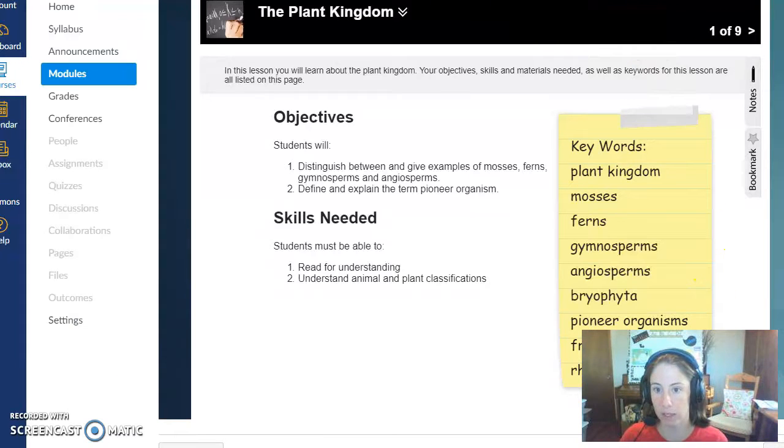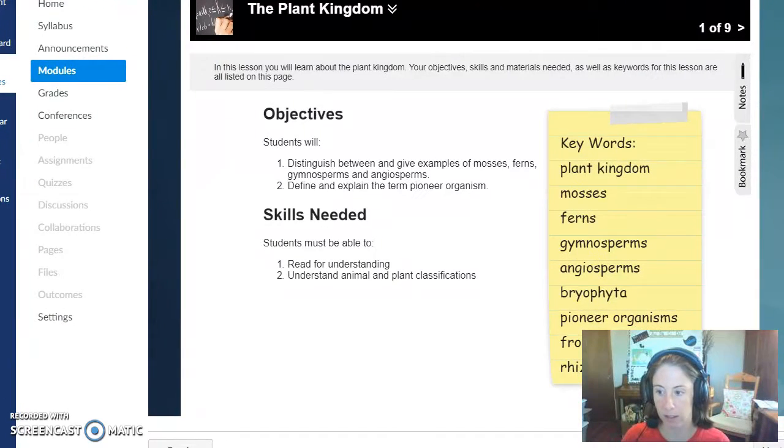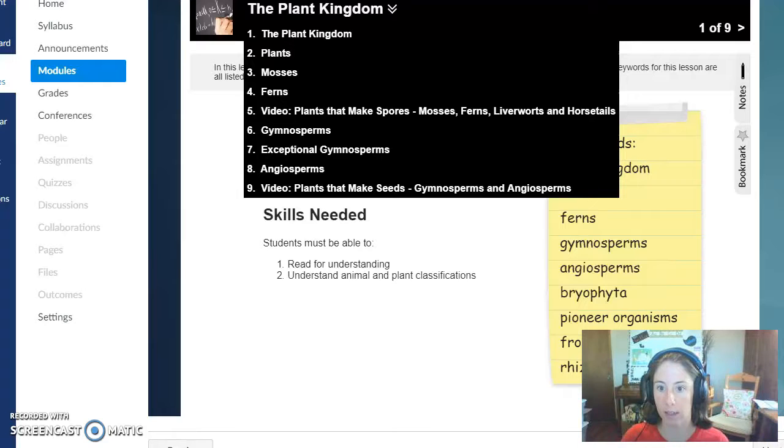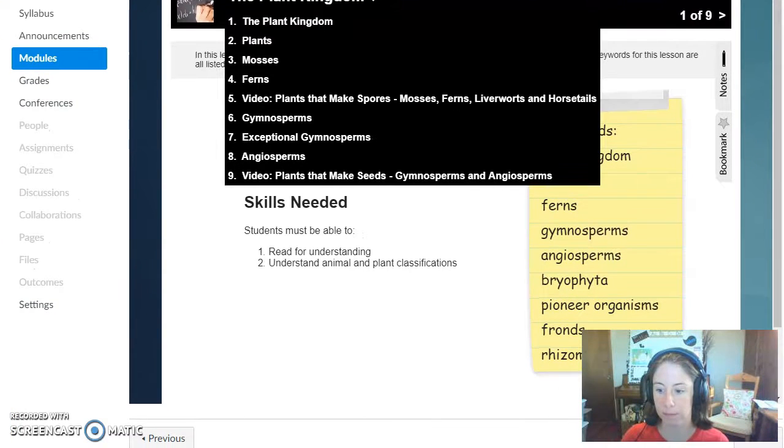All right, so let me just adjust my screen here so that I can easily click and access the next button.